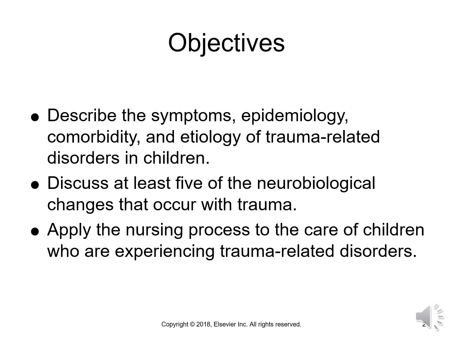The objectives of the chapter include: describe the symptoms, epidemiology, comorbidity, and etiology of trauma-related disorders in children; discuss at least 5 of the neurobiological changes that occur with trauma; and apply the nursing process to the care of children who are experiencing trauma-related disorders.